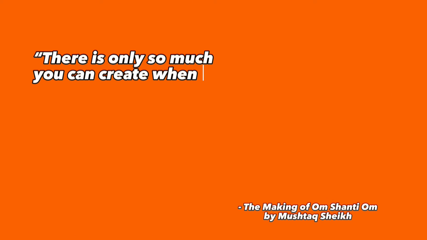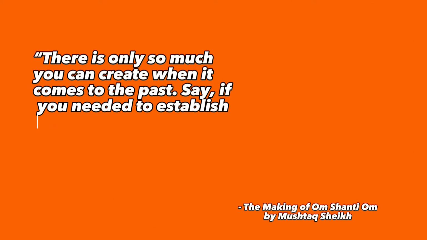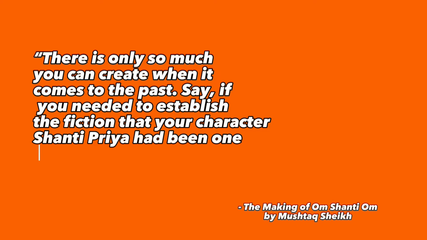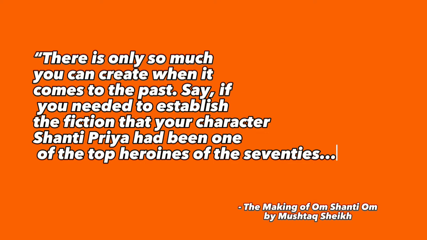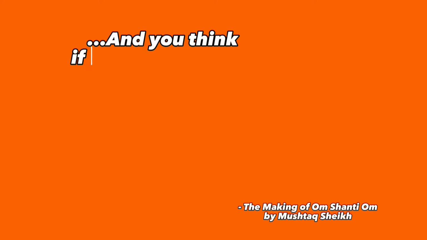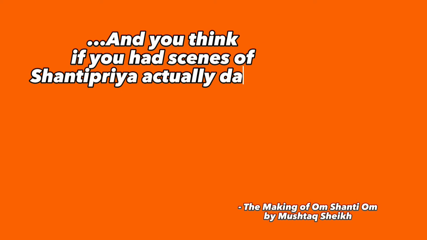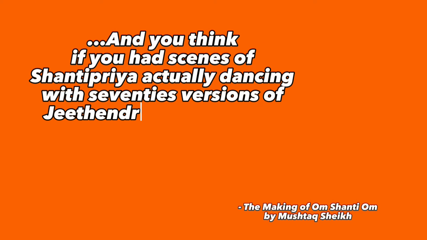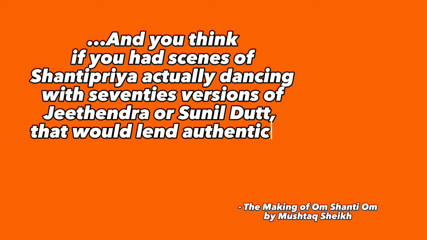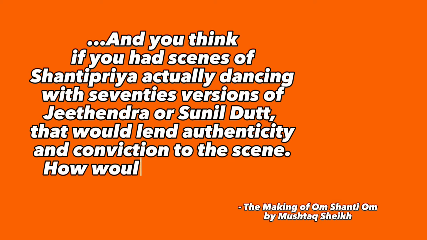And the writer sets out that there's only so much you can create when it comes to the past. Say if you need to establish the fiction that your character, Shanti Priya, had been one of the top heroines of the 70s, and you think if you had scenes of Shanti Priya actually dancing with 70s versions of Jitendra or Sunil Dutt, that would lend authenticity and conviction to the scene. How would you do that?